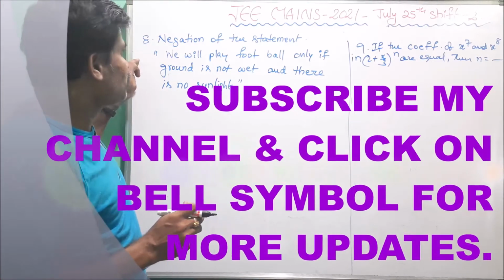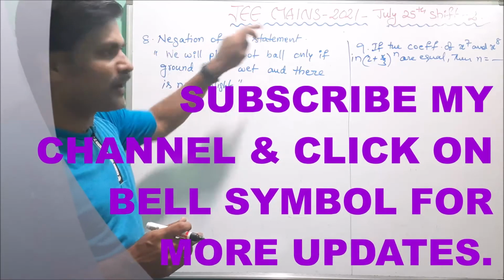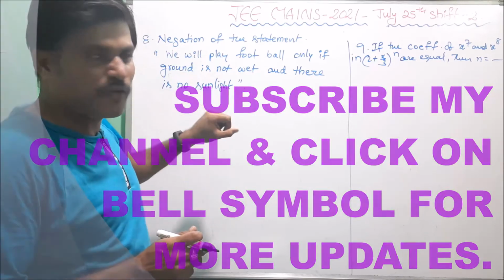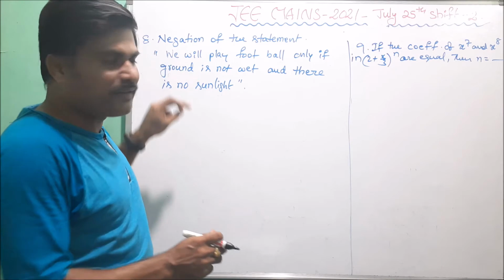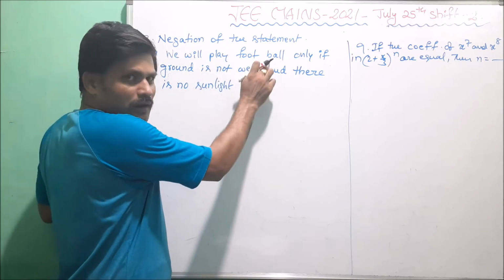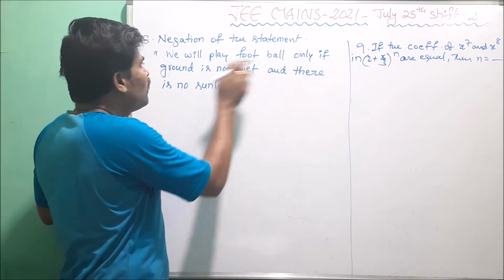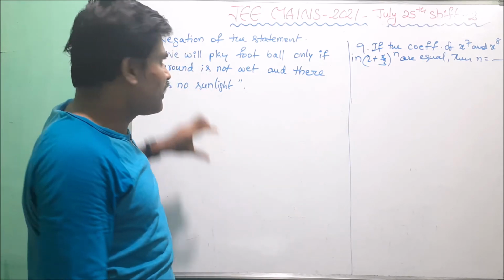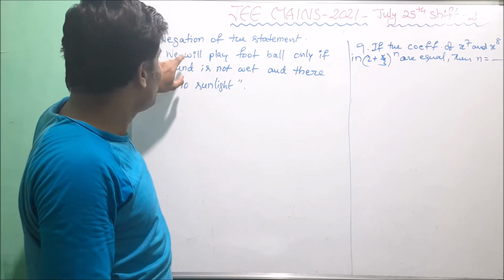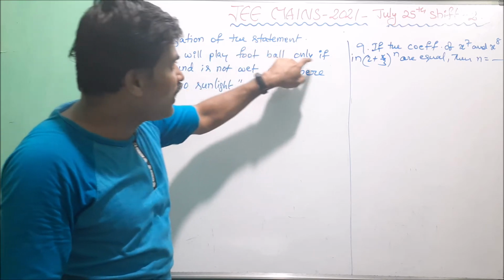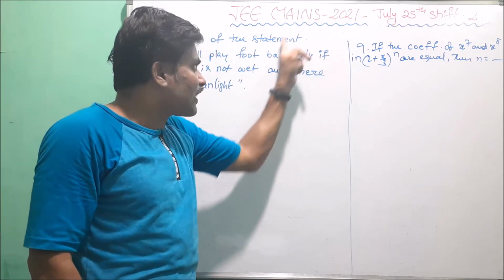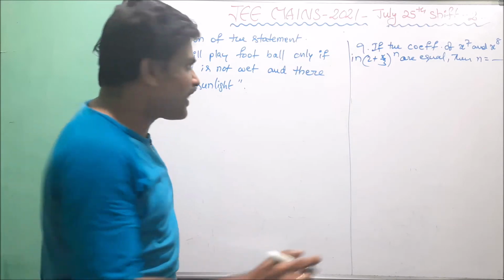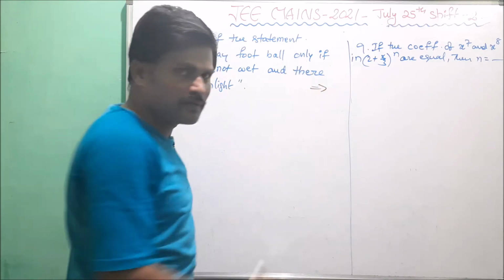Now the next problem. Here to find negation of the statement. So this is mathematical reasoning question. Here the given statement is, we will play football only if ground is not wet and there is no sunlight. Here the given compound statement is, we will play football only if. Here the connective only if can be denoted as implies.